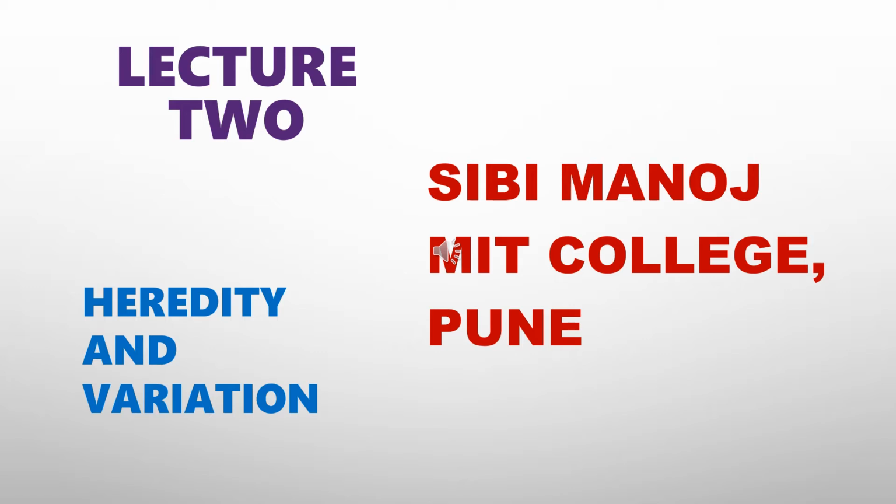In my first lecture, I introduced the terms which were involved in genetics. We discussed what we mean by heredity, variation, genetics, and terms such as alleles, allelomorphous, homozygous, heterozygous, dominant, recessive. All these terms were discussed in my previous lecture. Let's see the next slide.